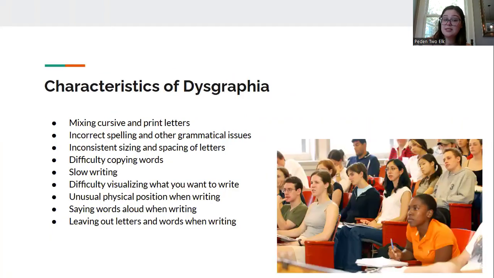So the characteristics of dysgraphia are mixing cursive and printed letters, incorrect spelling or incorrect grammar, inconsistent sizing and spacing of letters, difficulty copying words from one place to another, writing slowly, having difficulty visualizing what you want to write, using an unusual physical position when writing, saying words out loud when writing, and leaving out letters and words when writing.